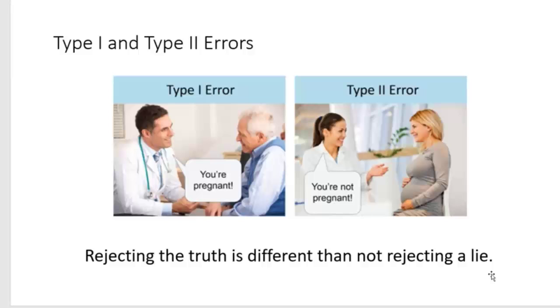Sometimes when you don't reject something, you're simply saying, I'm not sure yet. So if you don't reject a lie, that's different than accepting it. You're just saying, not sure yet. But rejecting the truth is being faced with something that is true, and you're just turning it down. That is a more critical error.